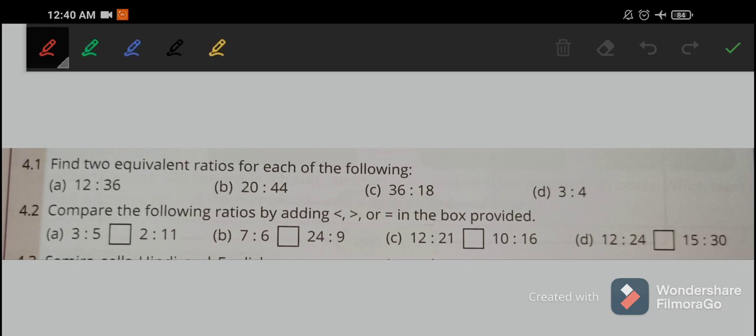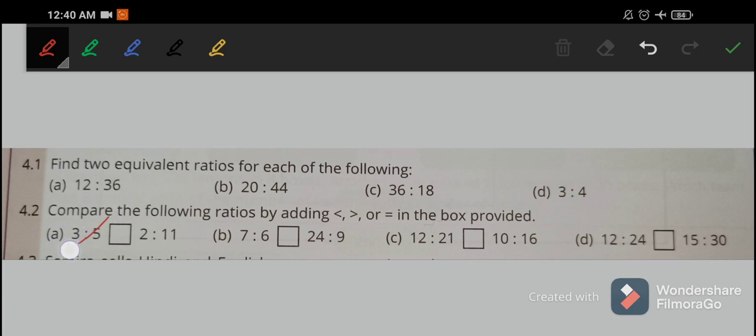Now students, I have taken another question, and the question is: find two equivalent ratios for each of the following. So students, we are provided with the ratios and we have to find the equivalent ratios in each case. I am reading out the questions and then we'll do the answers together.